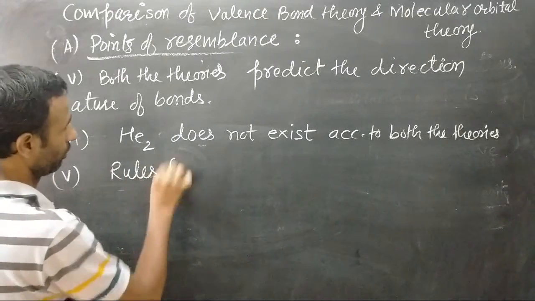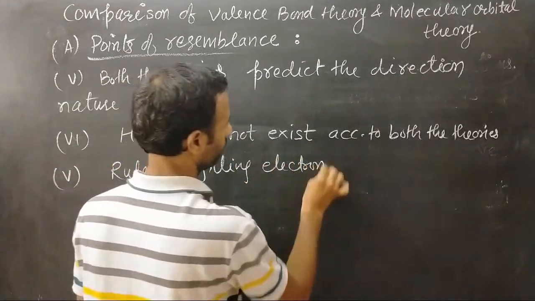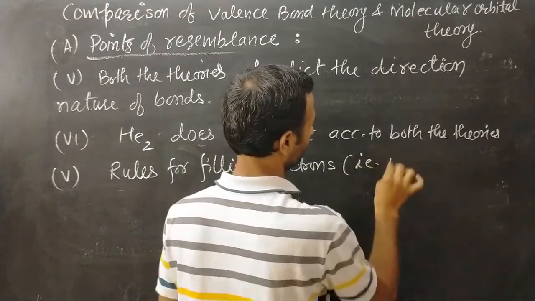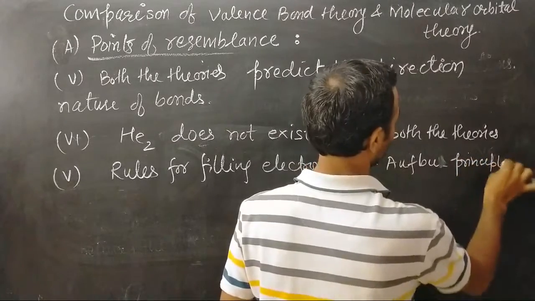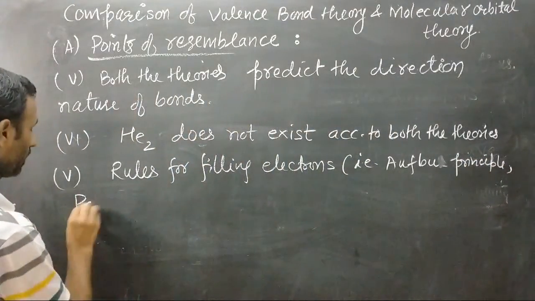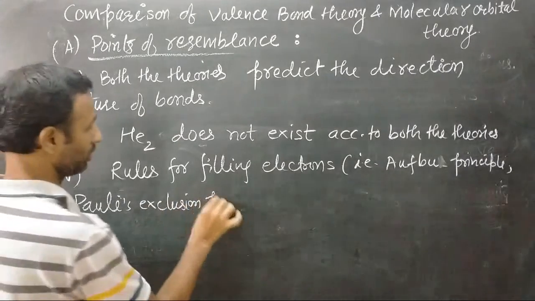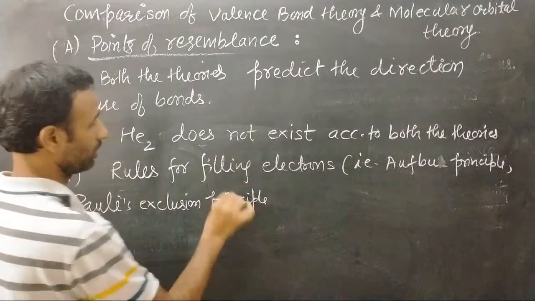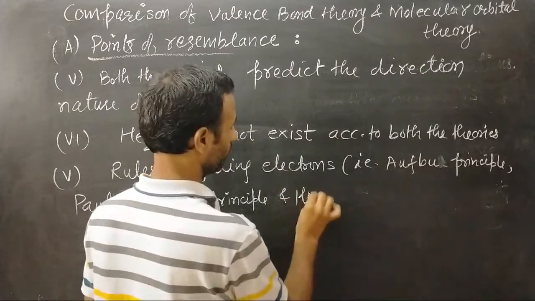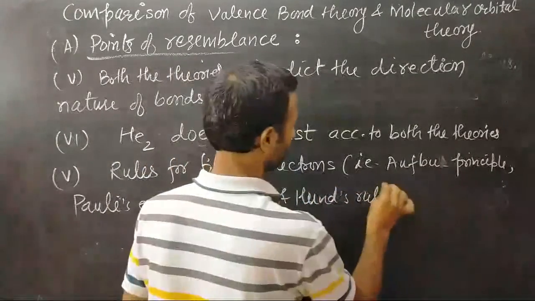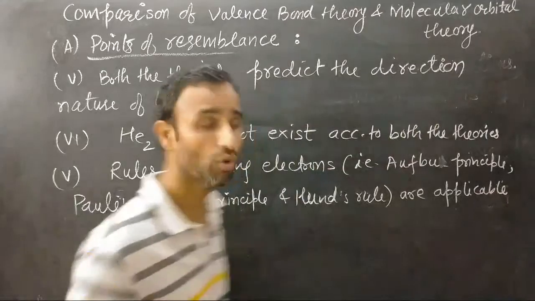Rules for filling electrons, that is Aufbau principle, Pauli's exclusion principle, and Hund's rule are applicable according to both the theories.